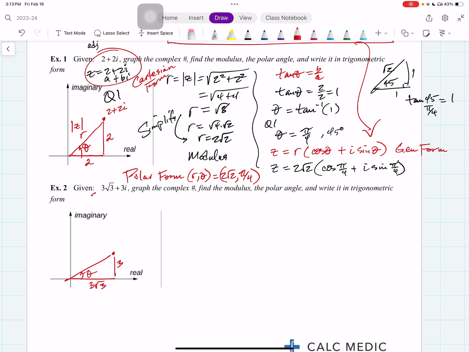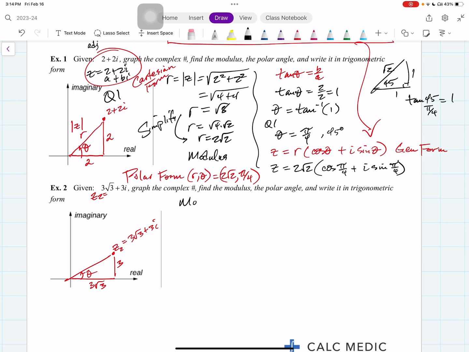So we'll call this one Z2, I guess. So there's Z2, which is 3 root 3 plus 3i. Excuse me, I didn't write that correctly. There we go. All right, now to find the modulus.